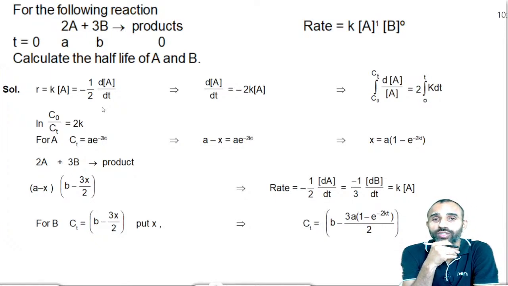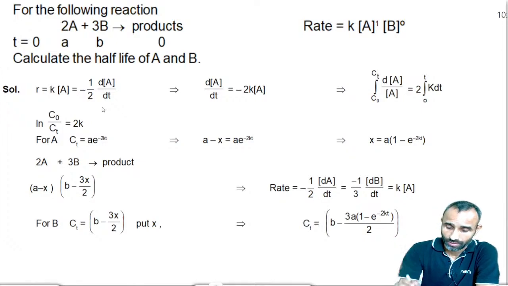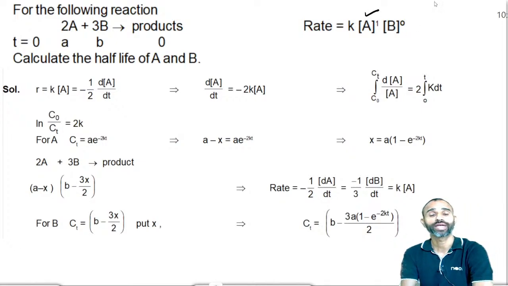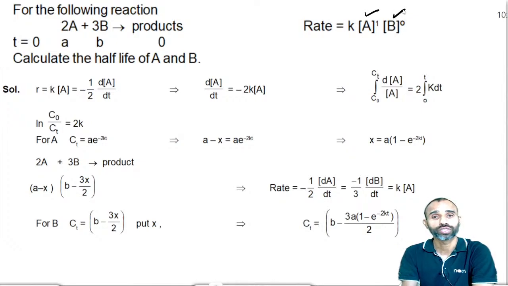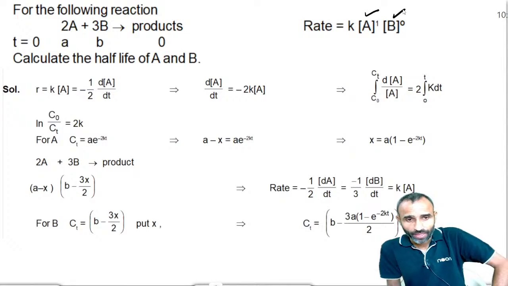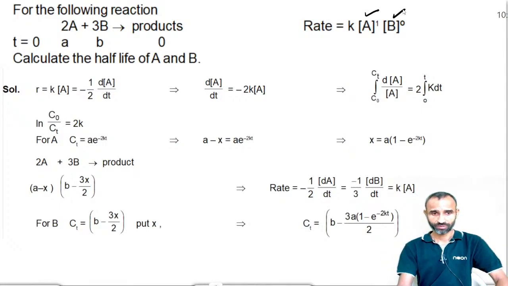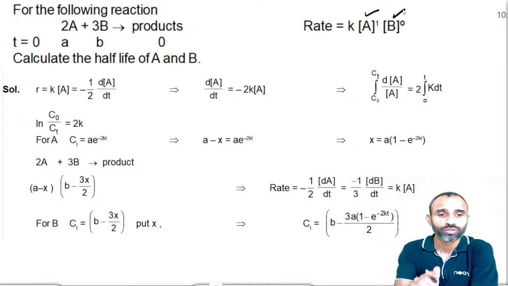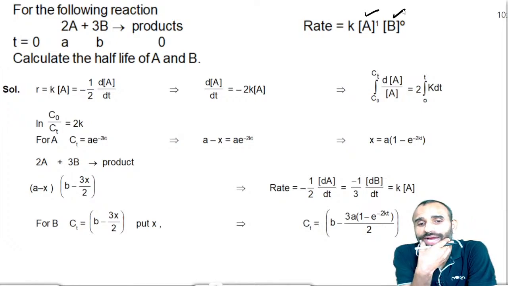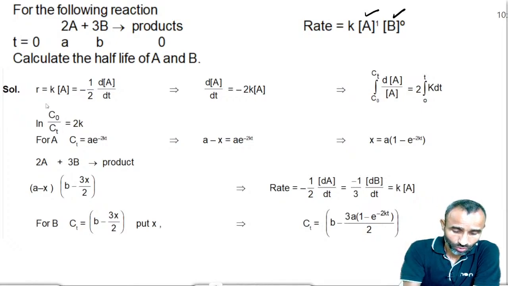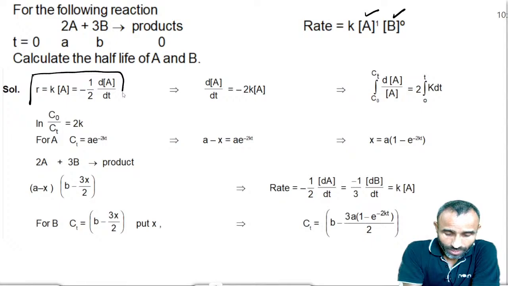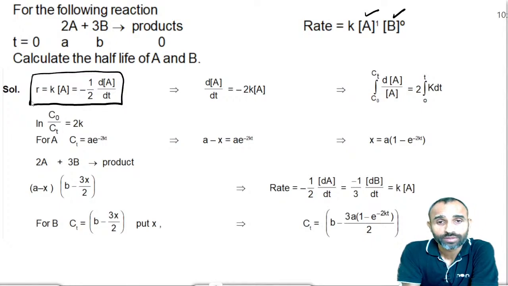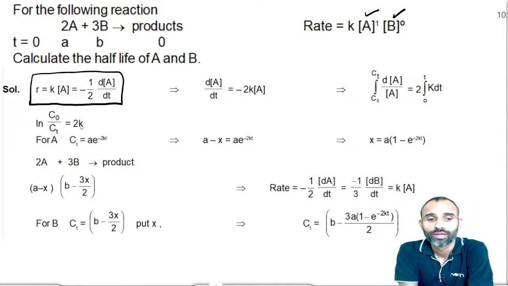For the reaction, we have 2A plus 3B to product. A follows first order kinetics, B follows zero order. So overall it is a first order reaction, but there are two different reactants. Calculate the half-life of A and B. For A, in this case, rate is equal to k into A, minus half of dA by dt.